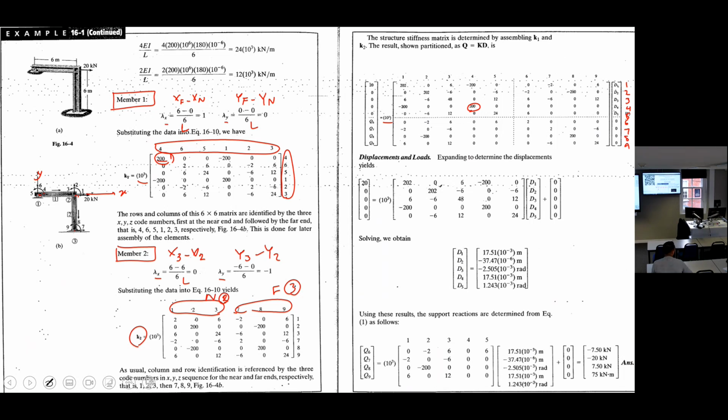36 times for these numbers, because these are 6 by 6. You have 36 numbers here. Generally, there are some zeros, forget about them. But principally, you have 36 numbers here, 36 numbers here, 72 numbers altogether. You need to repeat this procedure 72 times.